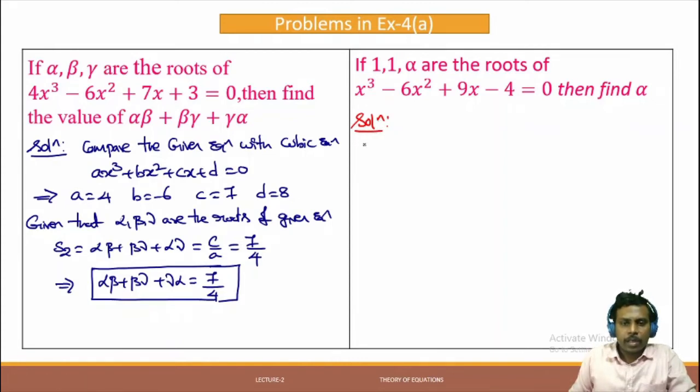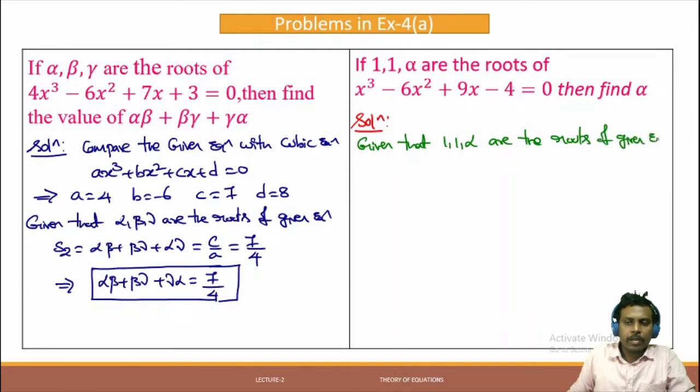So given that 1 comma 1 comma alpha are the roots of the given equation. Now what is it that you have to find? You have to find out alpha actually. So for finding alpha there are two methods. What is the first method?